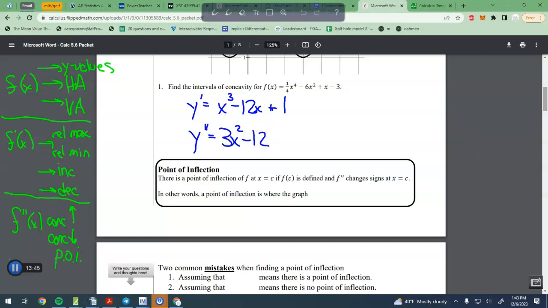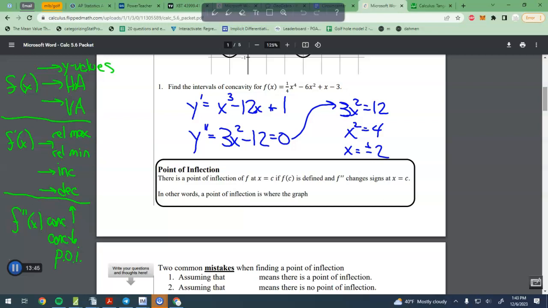And then the same exact thing that you did in the first derivative. You set that equal to 0, and you set the bottom equal to 0, if there is a bottom. You're finding second derivative critical points. So if I set this equal to 0, it would be 3x squared equals 12, or x squared equals 4, or x equals plus or minus 2. Those are my two critical points, and then I build my intervals around those two critical points. Same exact thing we did yesterday.